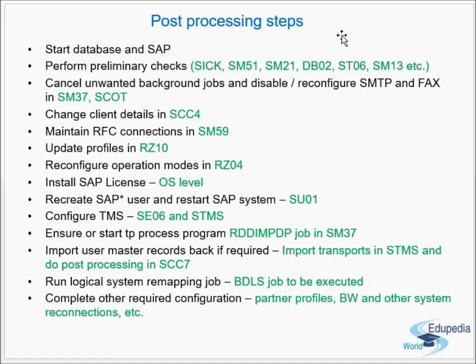Now, after doing this, you configure TMS, the transport management system. You do first in SE06 the system change settings, and then in STMS. Because this is a mirror system, generally the development system will be the domain controller. Those terms we have learned earlier. The development box is named as the domain controller, where the configuration is first created and distributed to other systems in the landscape.